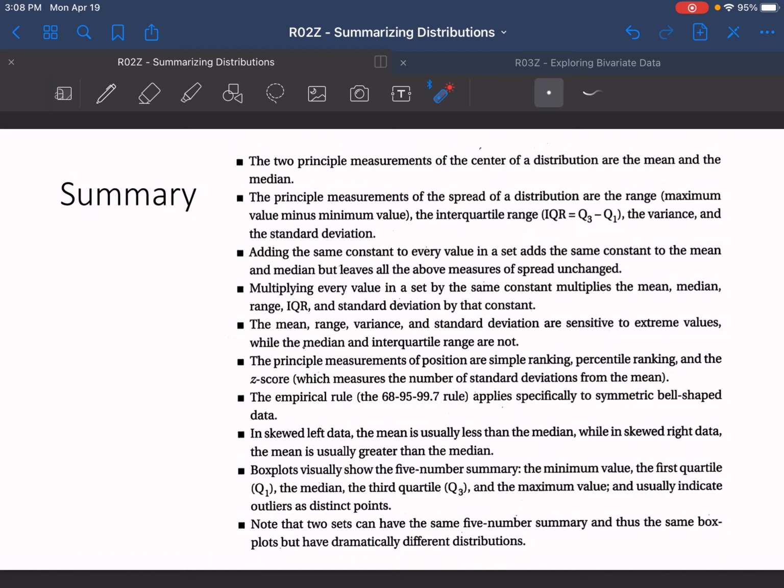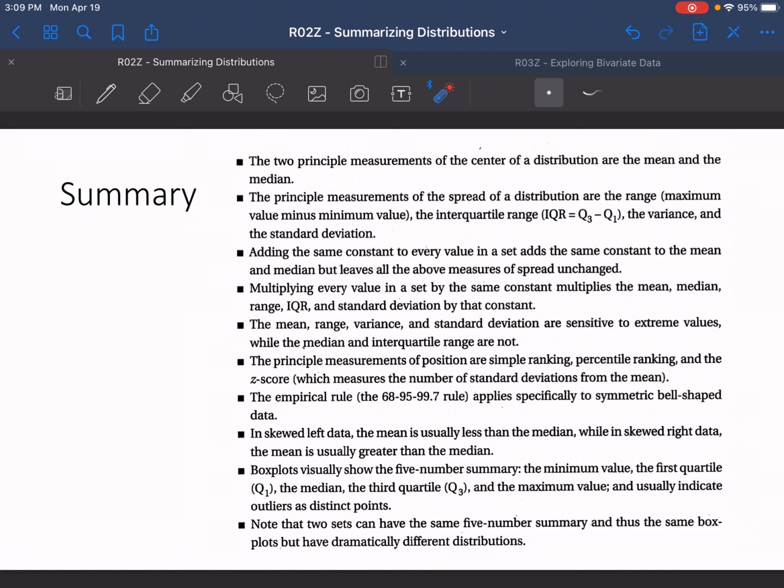So to wrap it all up, the two principal measurements of the center of a distribution are the mean and median. The principal measurements of the spread of a distribution are the range, the maximum value minus the minimum value, the interquartile range, which is quartile 3 minus quartile 1, the variance, and the standard deviation. Adding the same constant to every value in a set adds the same constant to the mean and median, but leaves all the above measures of spread unchanged. Multiplying every value in a set by the same constant multiplies the mean, median, range, IQR, and standard deviation by that constant.